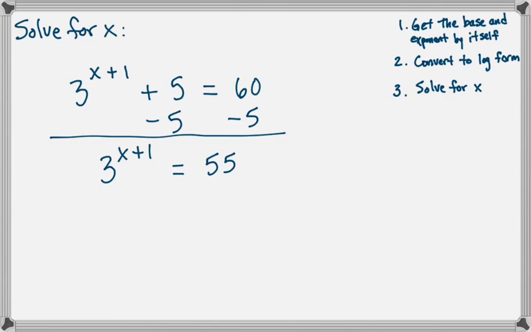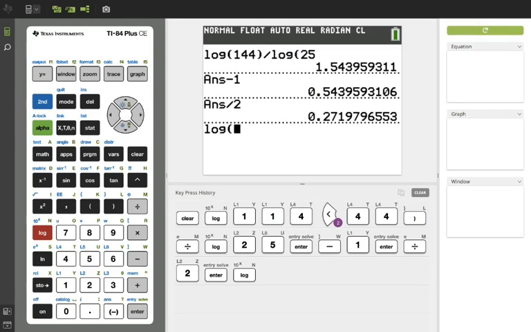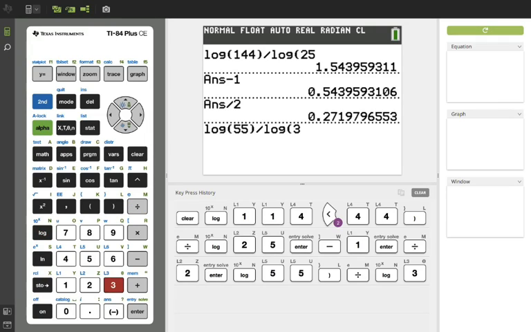So we'll start with base 3. This would be log base 3 of 55, and then equals what's in the exponent. So this would be x plus 1. Now log base 3 of 55, once again, I have to use the change of base formula for my calculator. So I'm going to go log of 55 divided by log of 3. Make sure you put that parenthesis after the 55, otherwise your calculator will stick that second log in the first one and you'll get the wrong answer.